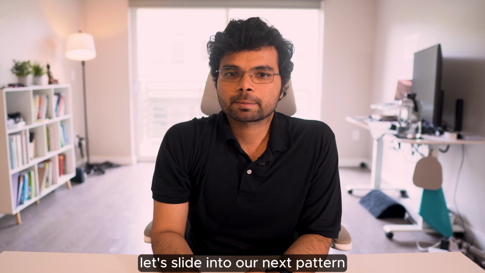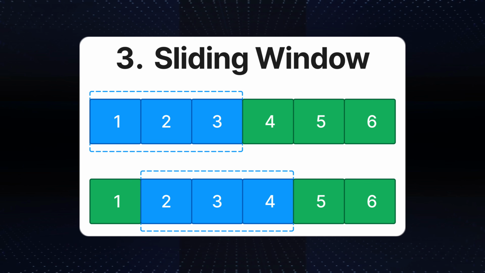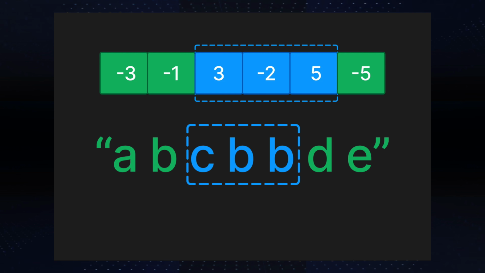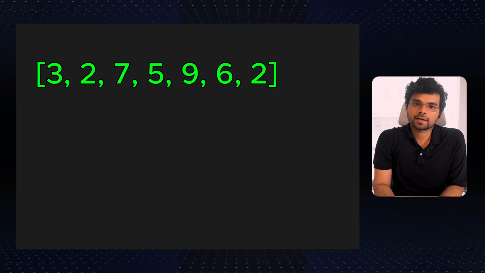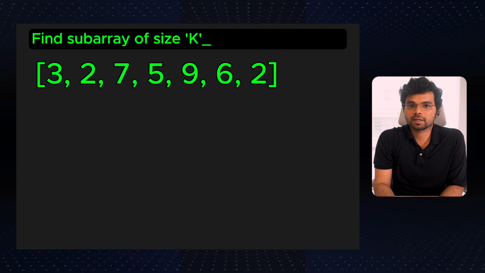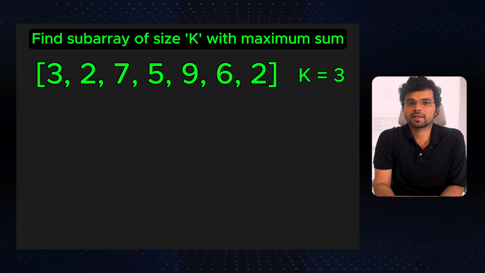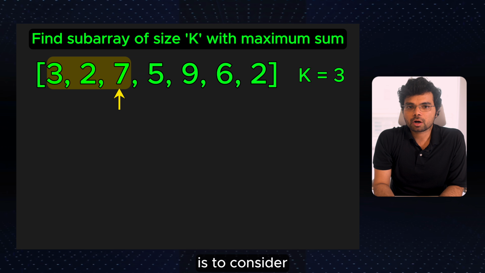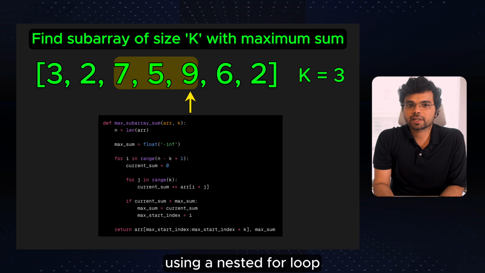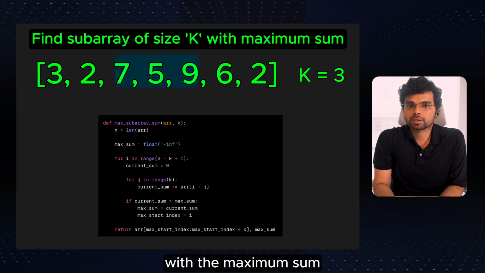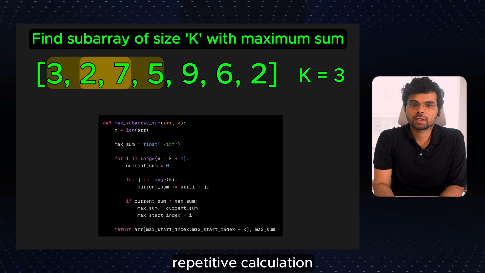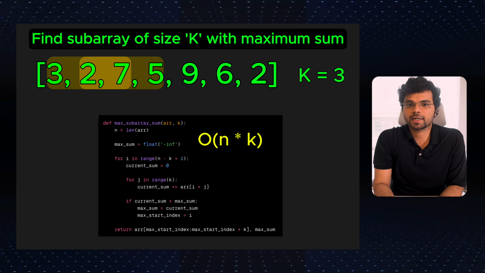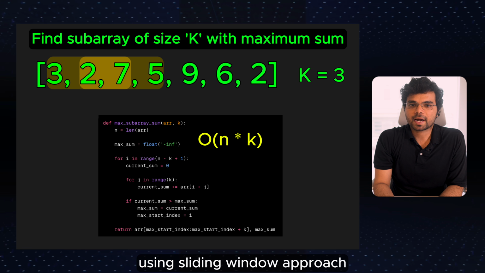Let's slide into our next pattern, sliding window. This pattern helps us find subarrays or substrings that meet specific criteria. Let's understand it with an example. Suppose you are given an array and you need to find the subarray of size k with the maximum sum. Let's say k is 3. A brute force approach is to consider all the subarrays of size 3 using a nested for loop and pick the one with the maximum sum. But since the adjacent subarrays overlap, there is a lot of repetitive calculation, leading to a time complexity of O(n times k). We can optimize this using the sliding window approach.